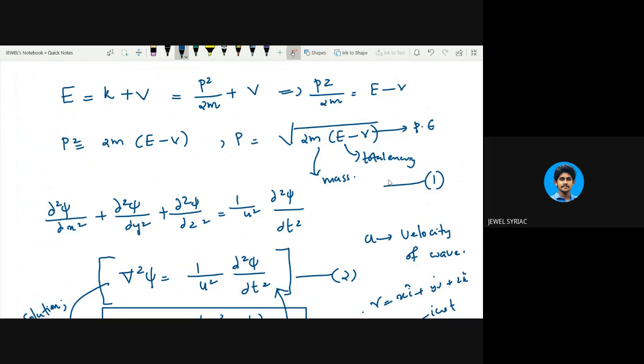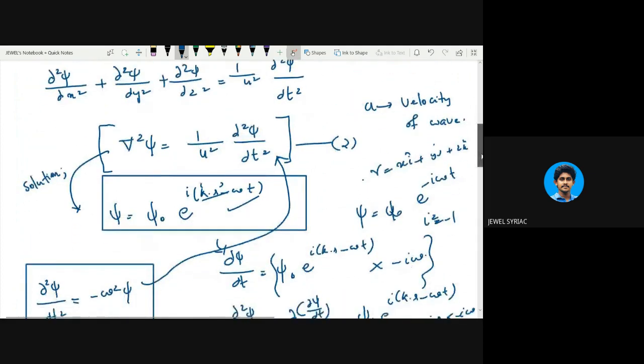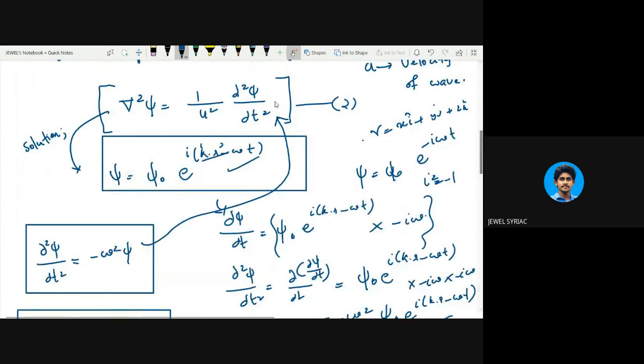Then we assume that the matter wave associated with our particle is in the form of a plane progressive wave. What is the wave equation representing such a wave? It is given by del square psi equal to 1 by u square dou square psi by dou t square, where u is the velocity of the wave. The solution of this differential equation is given in the form psi equal to psi 0 e raised to i(k dot r minus omega t). We differentiate this solution two times with respect to t, so dou square psi by dou t square gives minus omega square into psi.